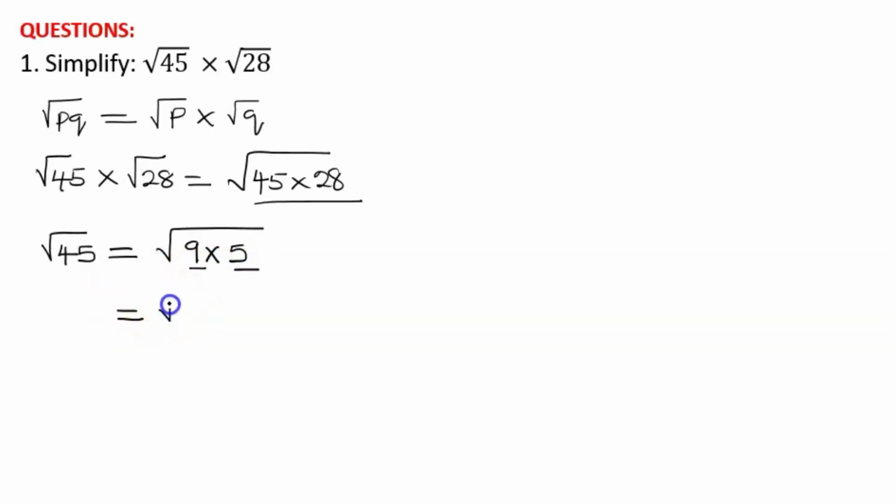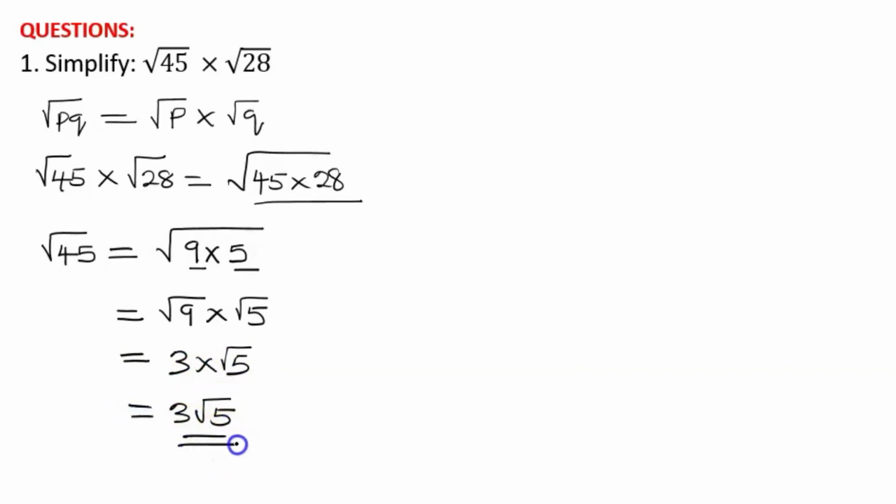If you do this, the rule says the same thing as root 9 multiplied by root 5. If this is done, then we are going to have 3 multiplied by root 5, which gives us 3 root 5. So this is basically the basic form of root 45.